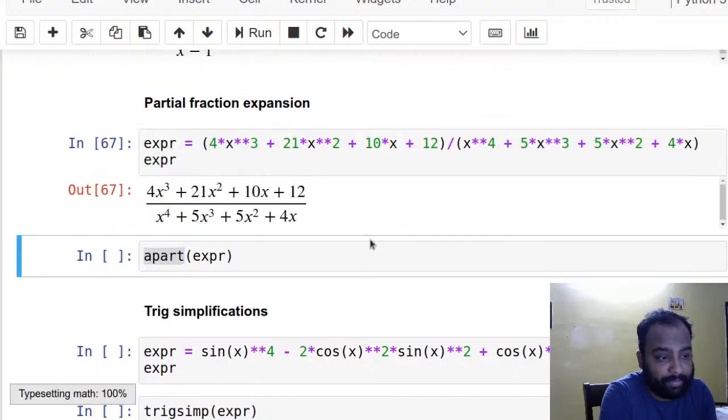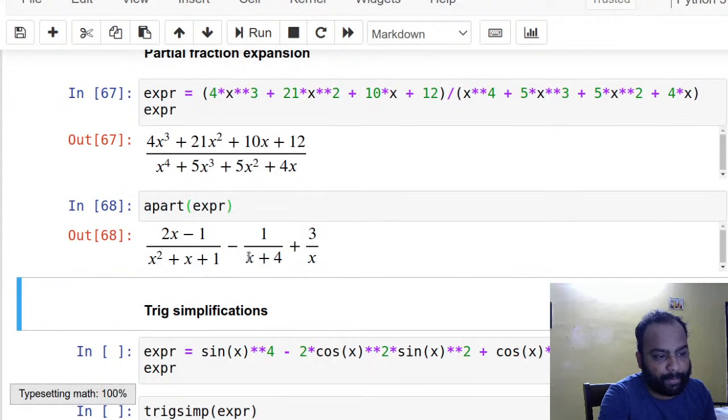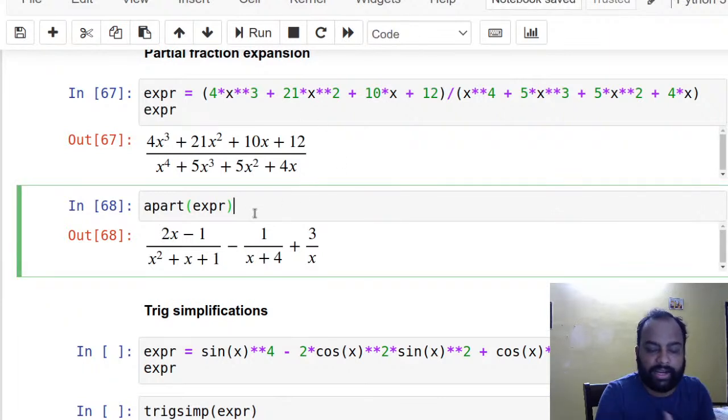Just to show you an example, imagine this is the expression and you want to do a partial fraction. You already know the best use of partial fractions is for doing integrations and for doing inverse Laplace transforms, right? Doing partial fraction is essential. So you have an expression like this and you want to do a partial fraction. What function would you call? You would call the apart function. It will expand everything in terms of partial fractions. So now you gave it this function, and you wanted to convert it into suitable partial fractions.